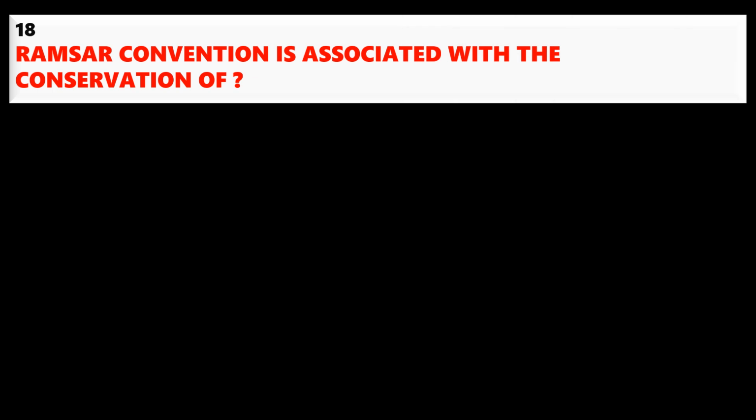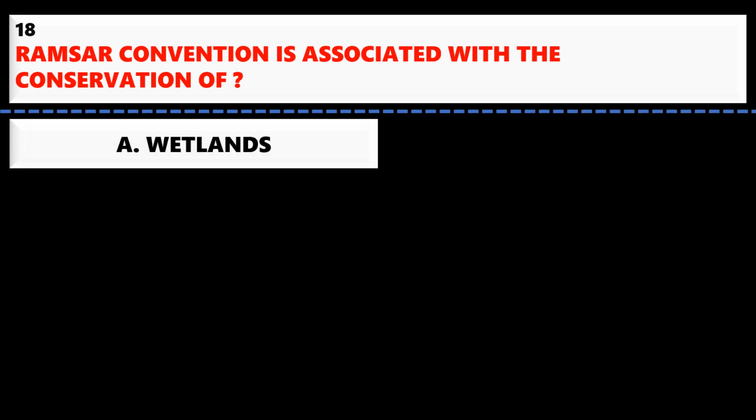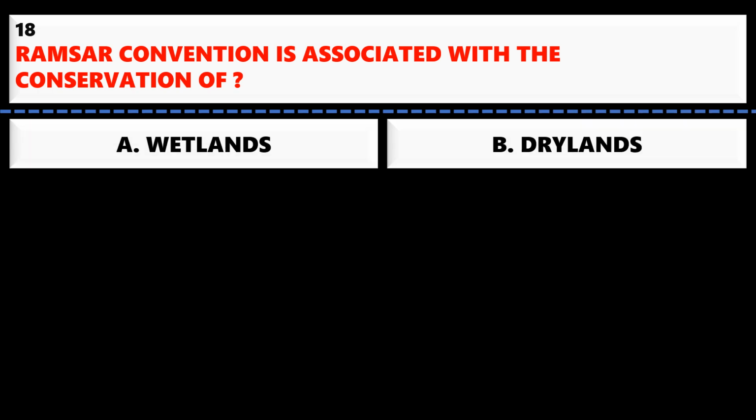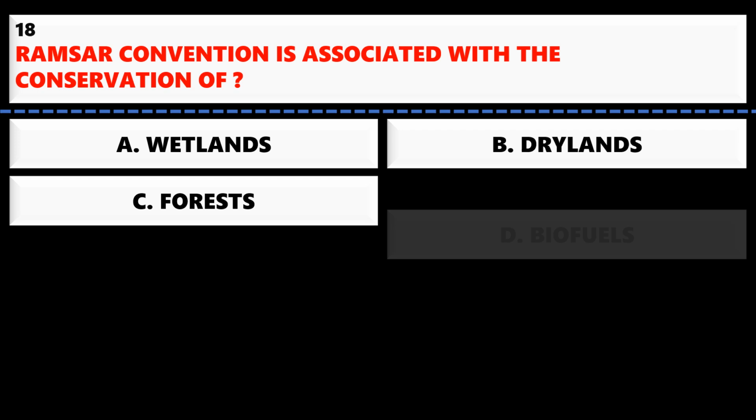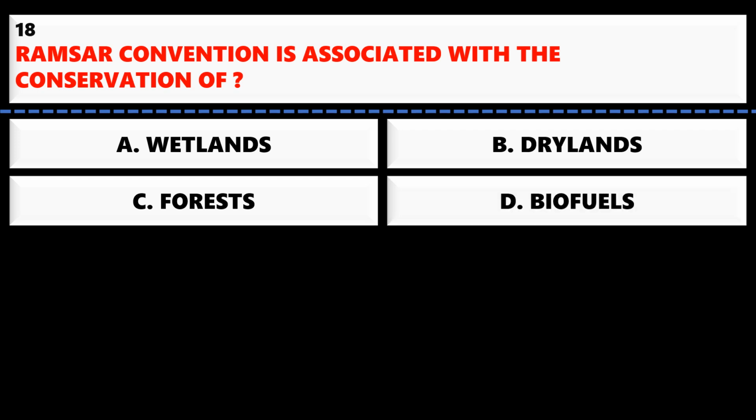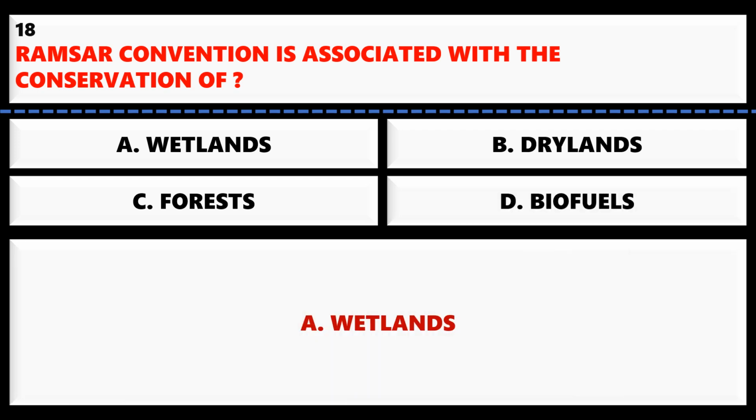Question number 18. Ramsar Convention is associated with the conservation of, and the options are wetlands, drylands, forest, and the last option is biofuels. And the right answer is it is associated with the conservation of wetlands.